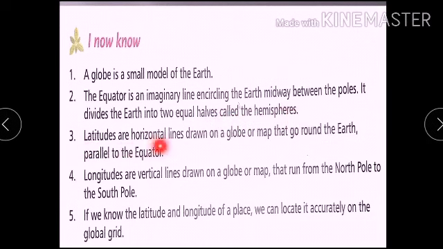Latitudes are horizontal lines drawn on a globe or map that go round the Earth parallel to the equator. Longitudes are the vertical lines drawn on a globe or map that run from the North Pole to the South Pole. If we know the latitude and longitude of a place, we can locate it accurately on the global grid.